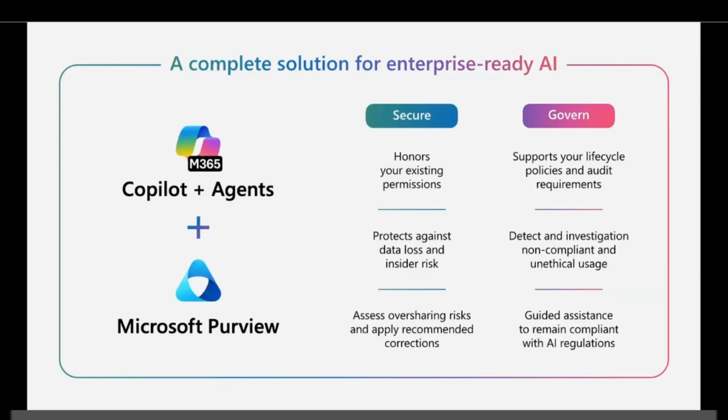We're going to talk a little bit about that. It means that we protect against data loss and insider risk. It means that we also assess our oversharing risk and we apply our recommended corrections. On the governed side of the house, it means that we're going to do things to support lifecycle policies and audit requirements. It means we're also going to detect and investigate non-compliant and unethical usage. And last, we're going to have guided assistance to remain compliant with our AI regulations.